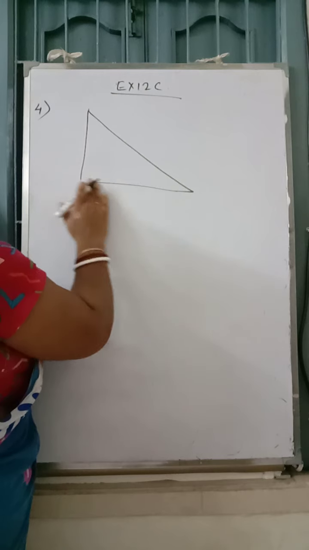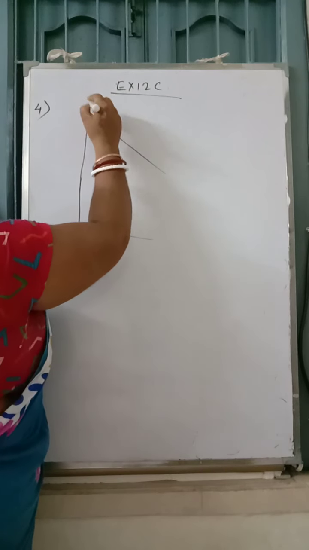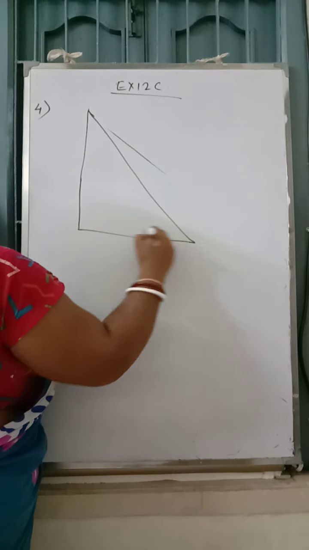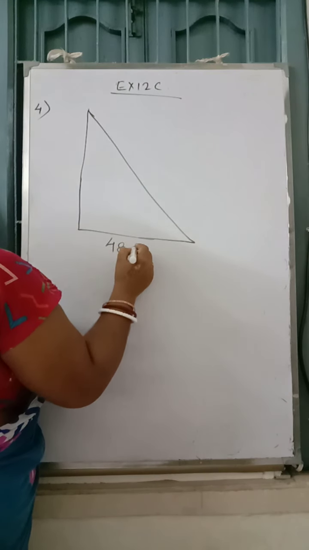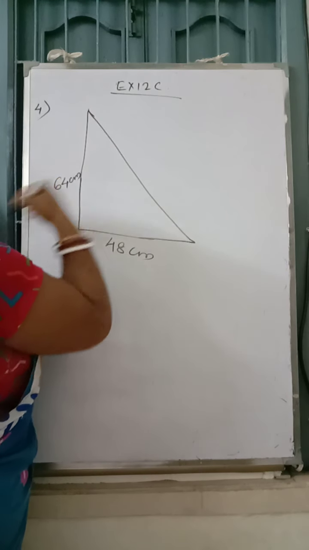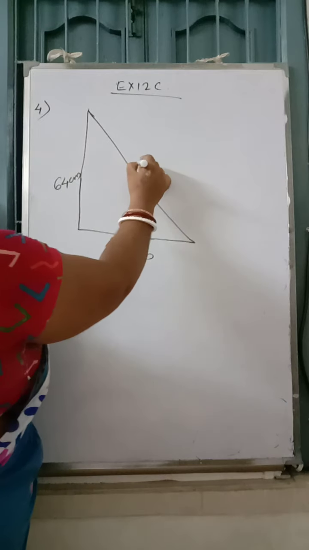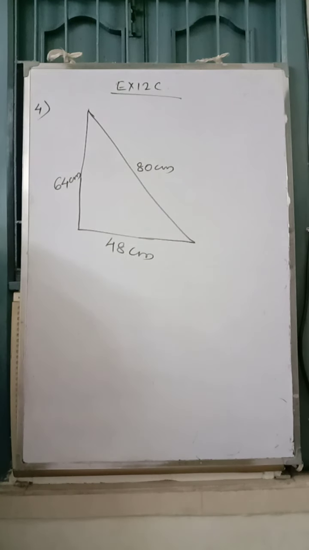Length 48 centimeter, breadth 64 centimeter and diagonal is 80 centimeter. Is it? Determine whether the sides of a sheet are at right angles to each other.